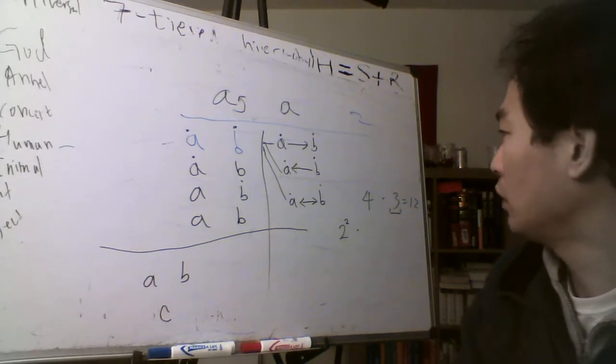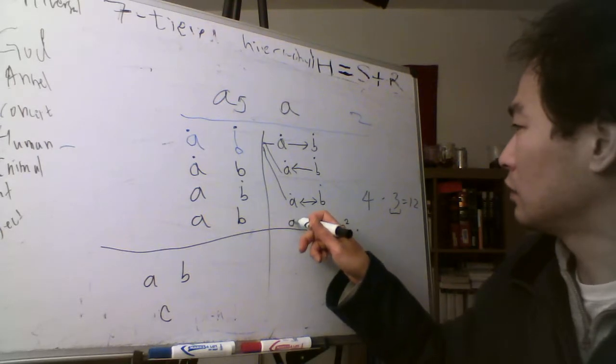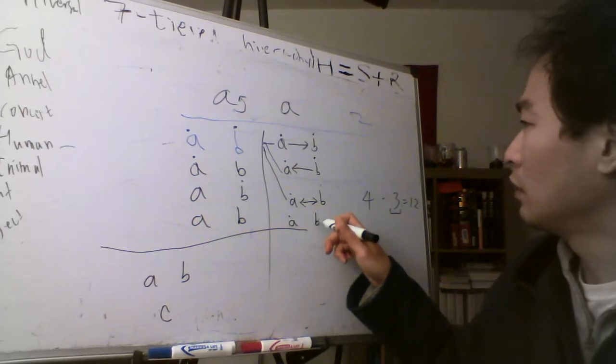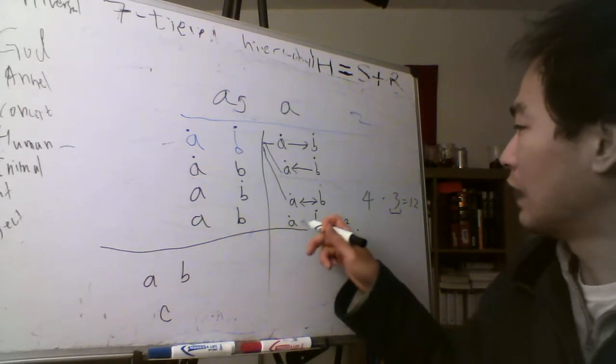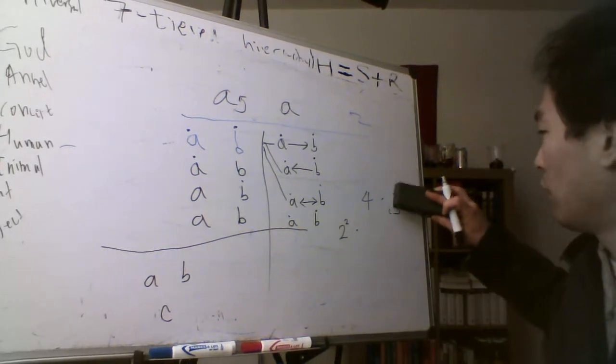Well, actually, you know what? There's this case: A and B do not know each other. So actually, this is not 3, it's 4.